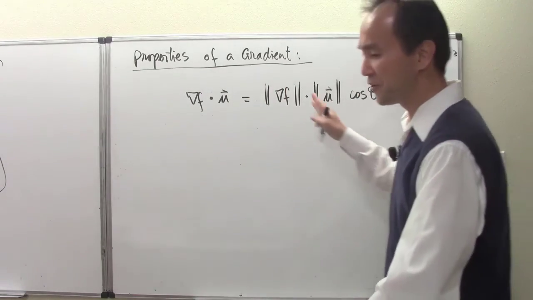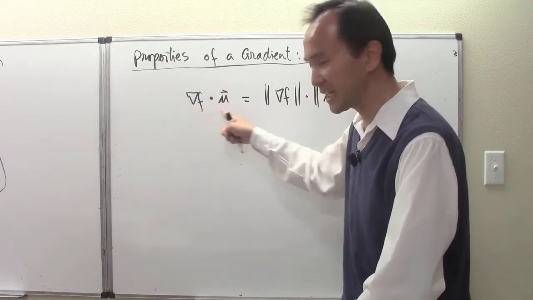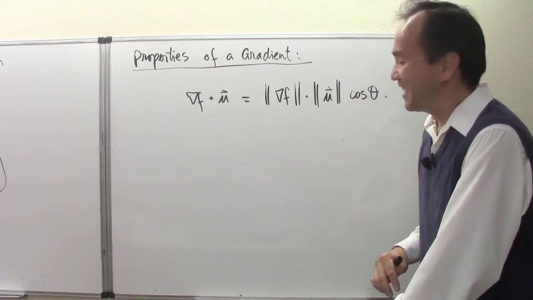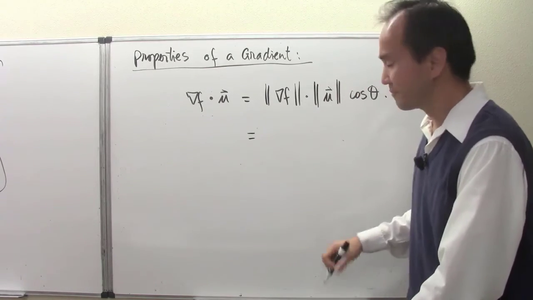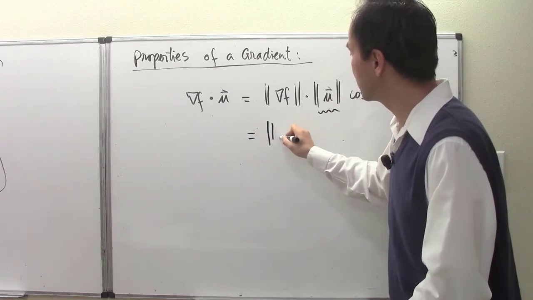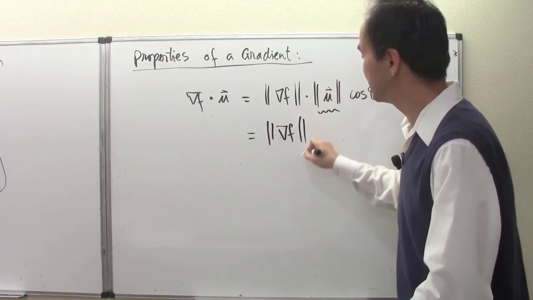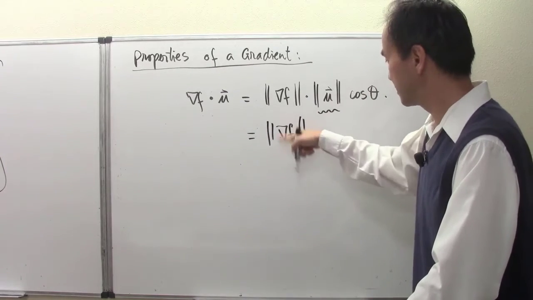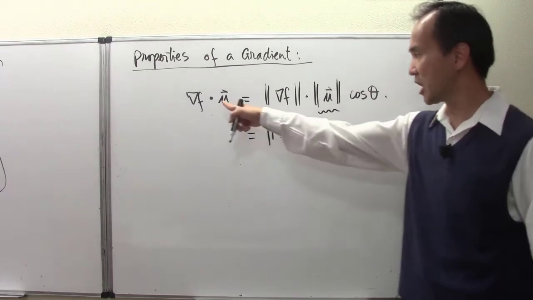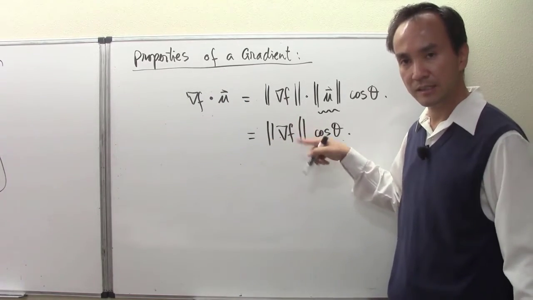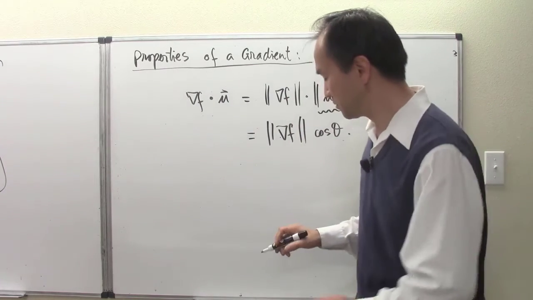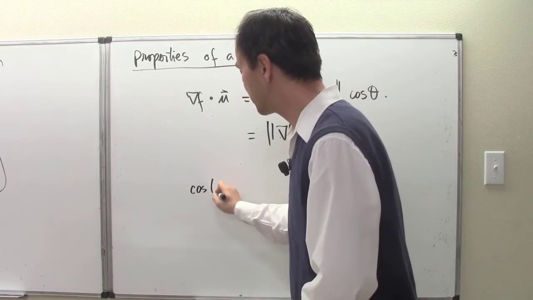All right, but for now, as long as we know that these two are vectors, their dot product equals this. Nobody can argue about that. But the length of u here equals 1. So that means this dot product will always equal the length of the gradient of f multiplied with cosine of theta.